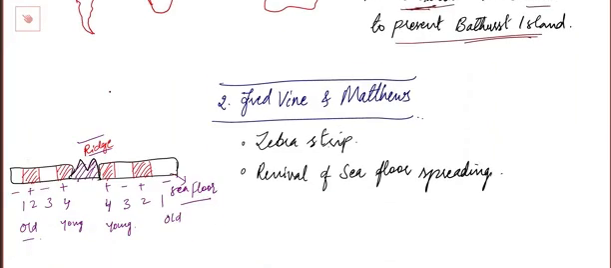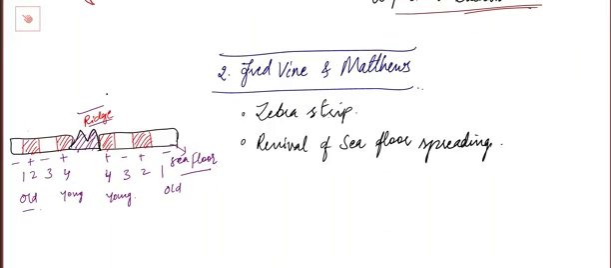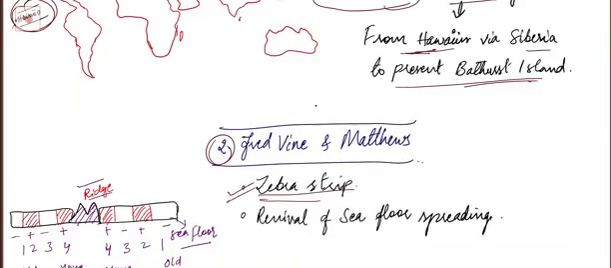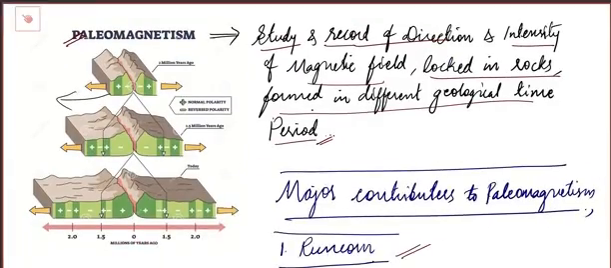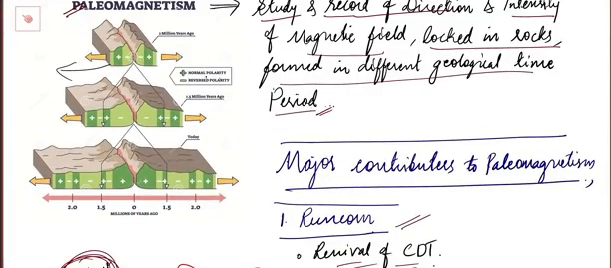Next we'll see Fred Vine and Matthews in paleomagnetism. They said that paleomagnetism is due to the zebra stripes. We'll understand Vine and Matthews' postulation by seeing this image. If you consider this image, there is evolution of time, or I can say passing of time. There are changes in the oceanic surface.